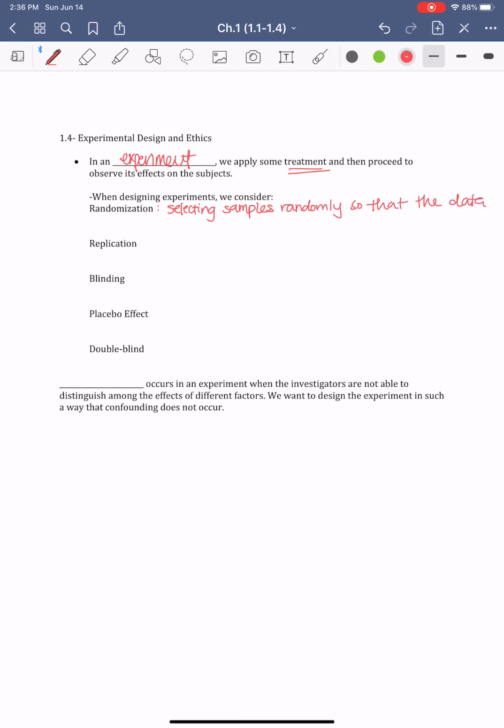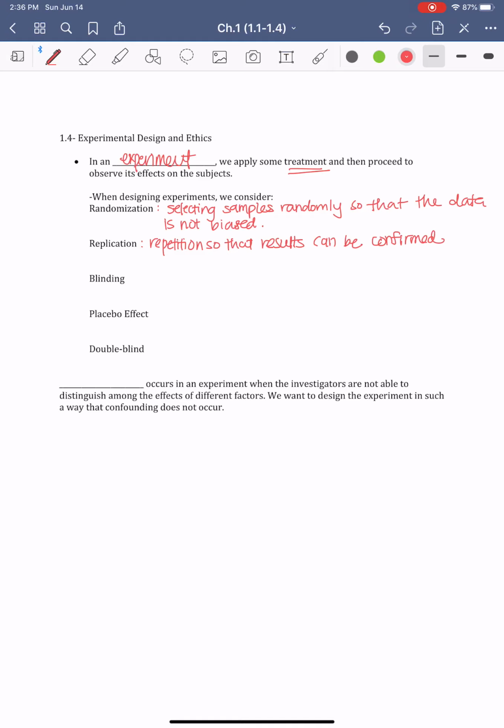Data is not biased. Okay. Replication. Replication means repetition so the result can be confirmed.